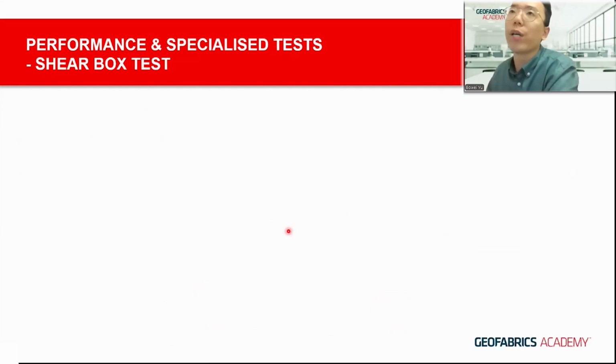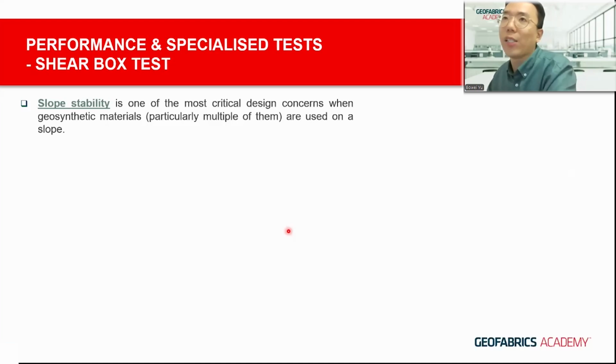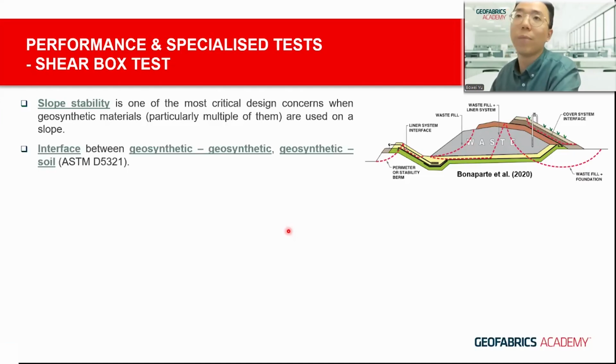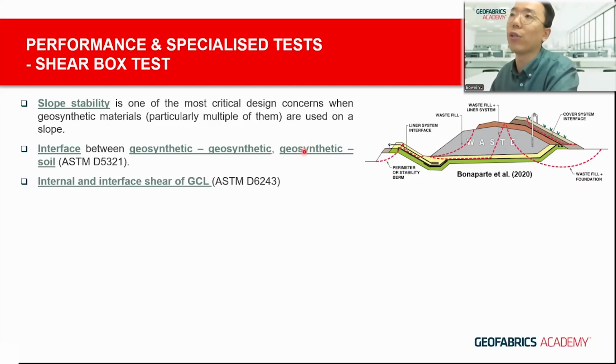The next one we want to go into is the shear box. This is a very frequently requested test here at GRADE. This is because slope stability is one of the most critical design concerns when it comes to geosynthetic material, particularly when you are using them in a composite liner system on a slope, for example, a waste container like landfills or a mine site. This can include both the interface between the geosynthetic and the soil, or just the internal and interface shear of the GCL.